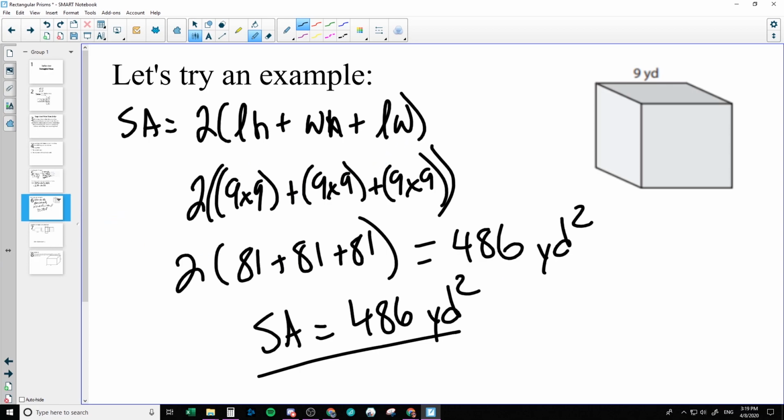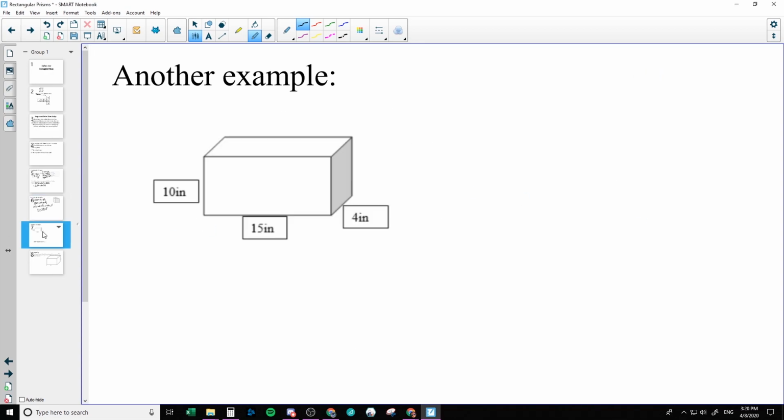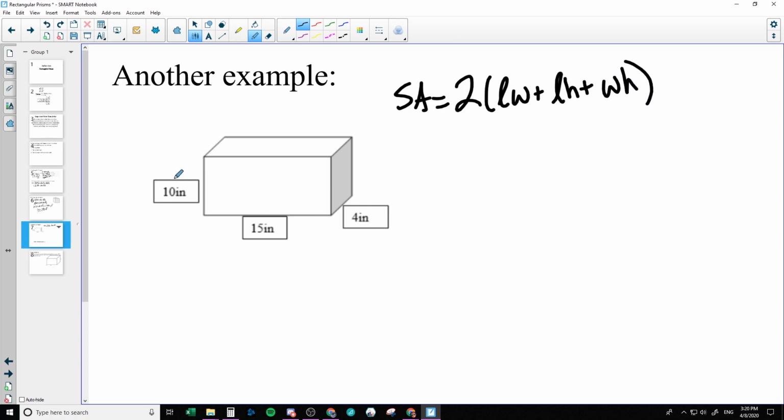Let's try this formula again, but this time with a rectangular prism. Okay, so this one here is a rectangular prism. And again, our surface area formula is going to equal 2 times, and it doesn't matter really what order these go in, length times width plus length times height plus width times height. Okay, but we will have to decide which of these is which. So let's decide this is our length, this is our width, and this is our height. Okay, it's up to you which one goes where, your choice.